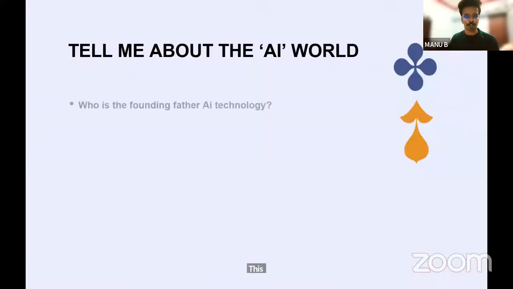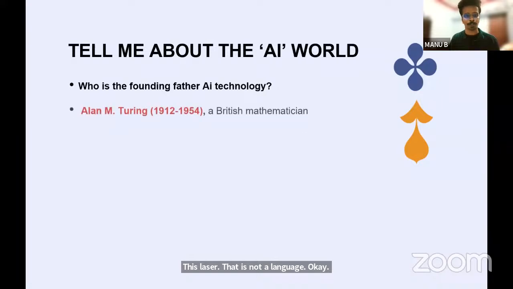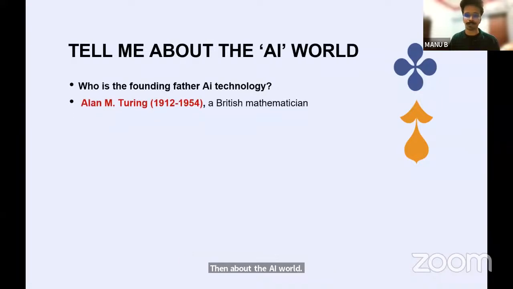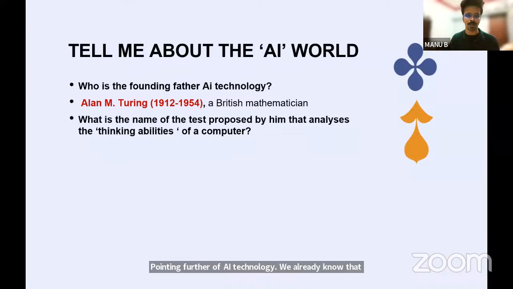Then about the AI world, the founding father of AI technology is Alan Turing. We already know that. What was the test proposed by him regarding the thinking abilities of the computer, whether a computer can think? Do you know which it was? The test proposed by Alan Turing to check whether computers can think was called the Turing test.